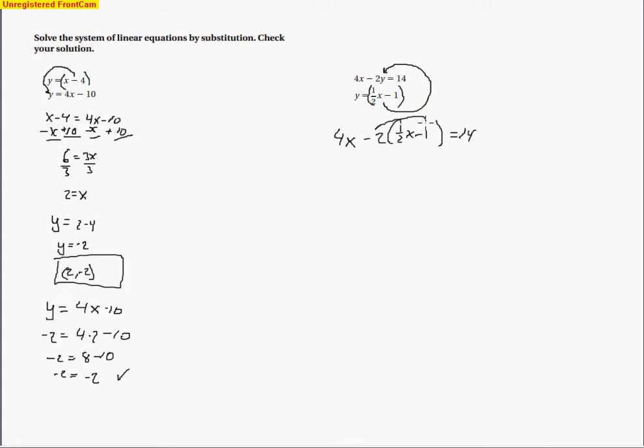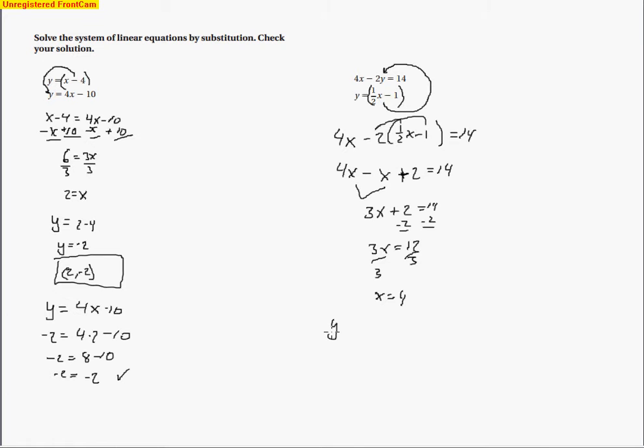So I'll distribute, and I've got 4x minus 1x, because half of 2 is 1, and then a plus 2 right there, and this all equals 14. I'll go ahead and do a little more work here. These two terms make 3x plus 2 equals 14, so I need to subtract that 2 from both sides, and that leaves me with 3x is 12. When I divide by 3, I'll end up with x is 4. So we'll take that 4 and put it back in for one of these x's.